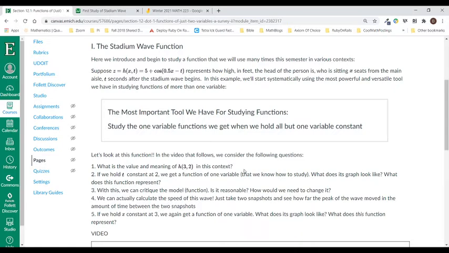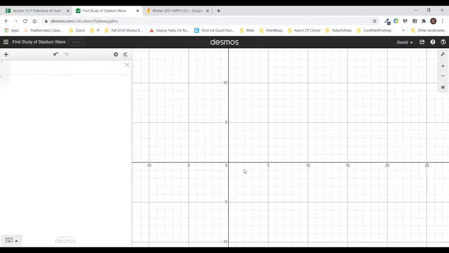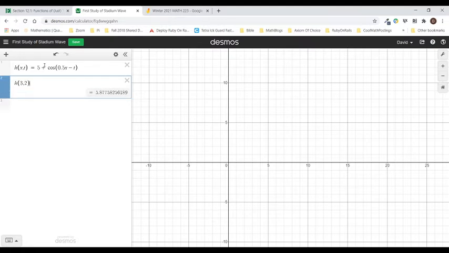It says, what is the value and meaning of h of 3, 2 in this context? Well, what I'm going to do is go over to Desmos. I'm just going to go right in here. I'm going to type in h of x, t equals 5 plus cosine of 0.5x minus t. You see, it graphed nothing, which is not always helpful. But at the moment, we just want to know what h of 3, 2 was. So I'm going to press enter, and I'm going to type in h of 3, 2. And I get a number.